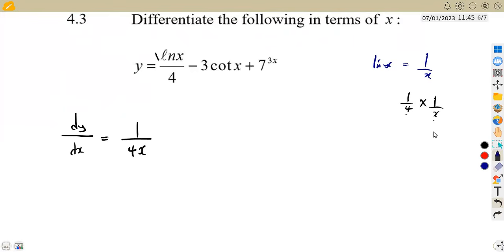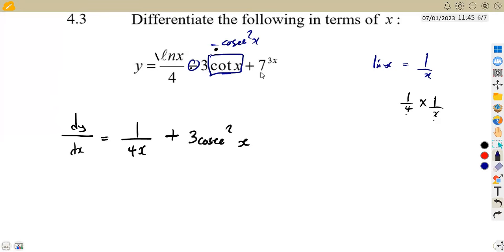Okay, let's talk about cosecant. What is the derivative of cosec? From your formula sheet, cosec x gives us negative cosec squared x. But there's already a negative here, a negative 3. So it's negative 3 times a negative, which is going to give us a positive 3 cosec squared x. All right.